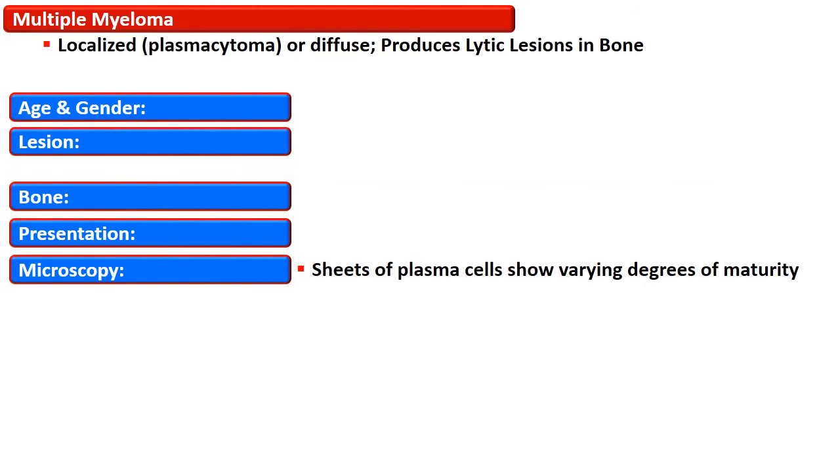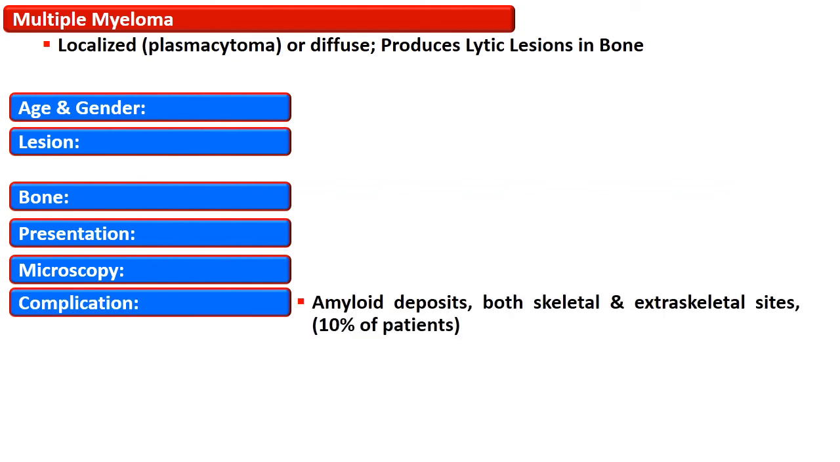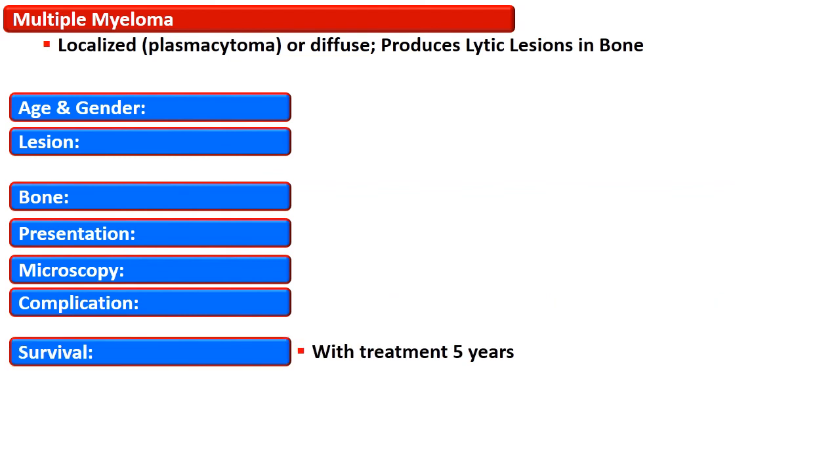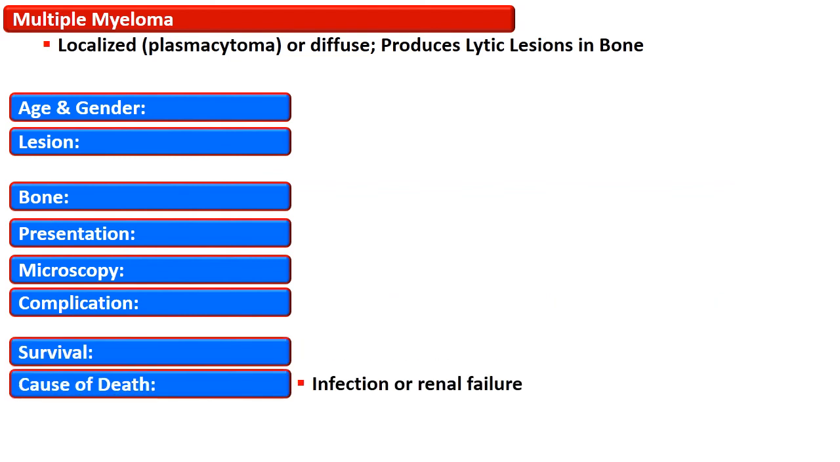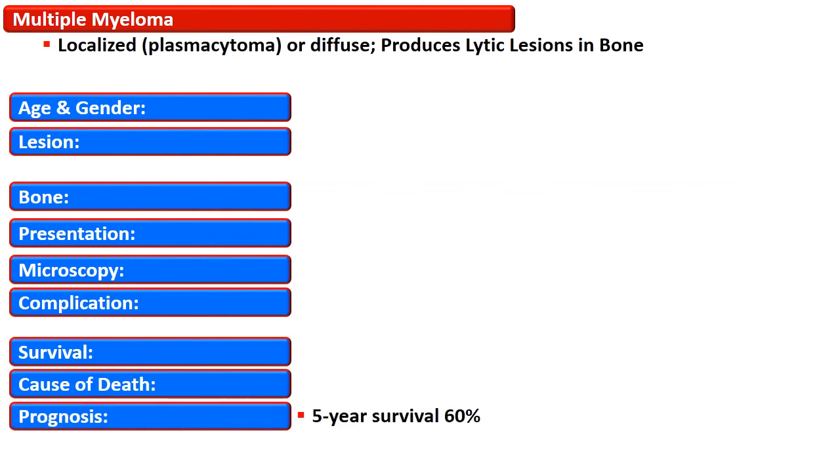The microscopy is characterized by the presence of sheets of plasma cells showing varying degrees of maturity, and one important complication is the deposition of amyloid in 10% of the cases, both within the skeleton and at extraskeletal sites. The survival with treatment is about 5 years, but the cause of death is infection or renal failure. The 5-year survival for these myeloma patients is about 60%.